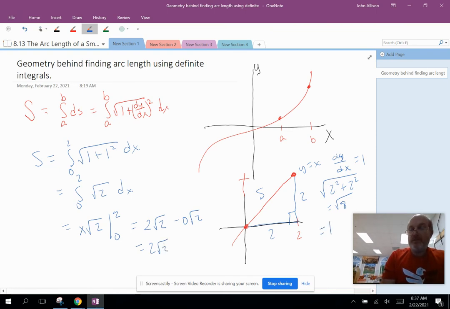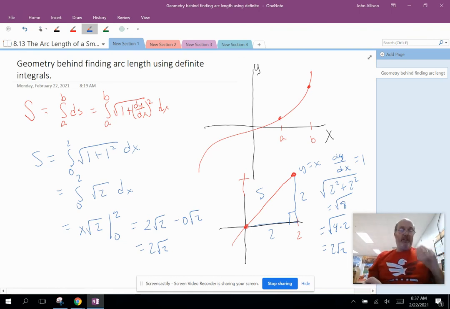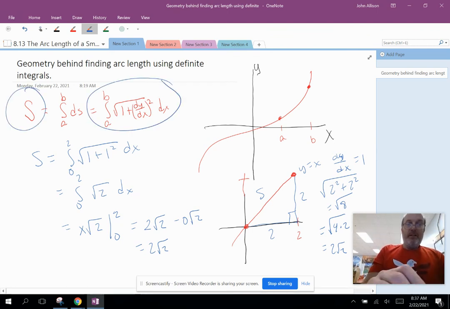And since the square root of 8 is the square root of 4 times 2, 4 comes out, becomes 2 square roots of 2. So that's just a real simple linear example. We didn't need the integral to calculate the arc length, but it shows you that it works. We'll do some more examples in the next few videos. That's just the geometry behind finding the arc length. The formula for finding the arc length of a curve equals this. And we'll do some examples in the next videos.